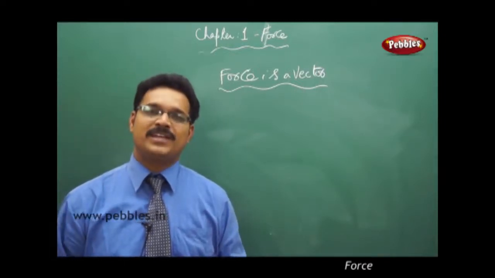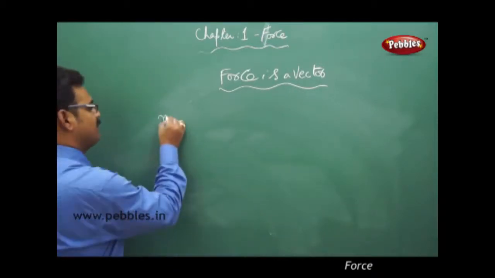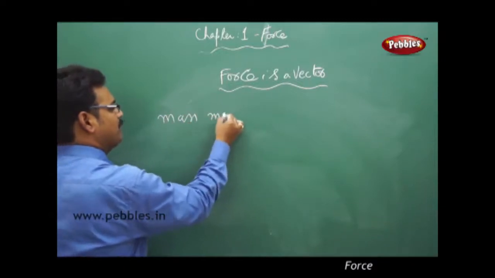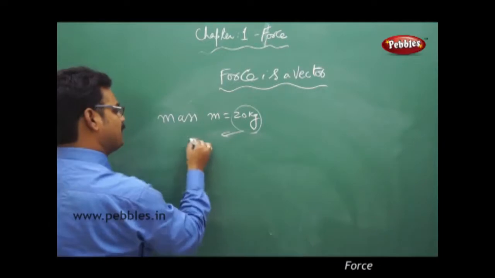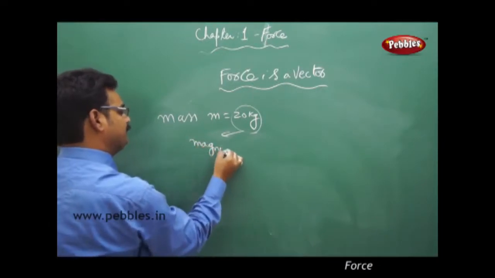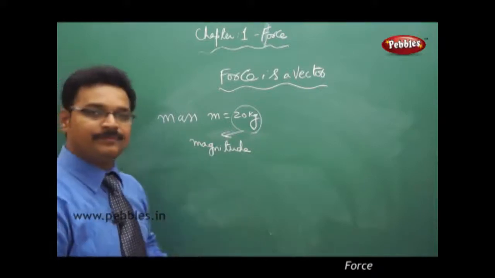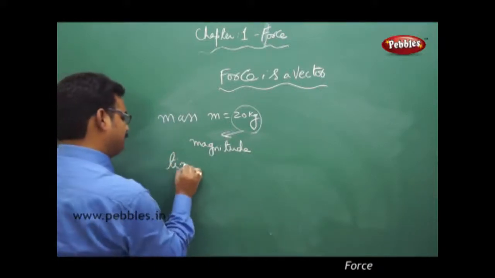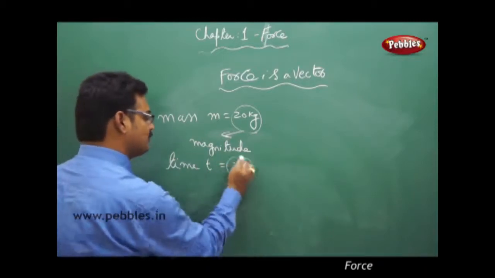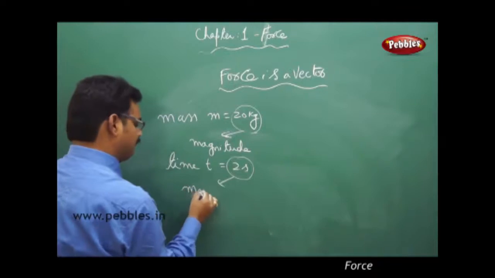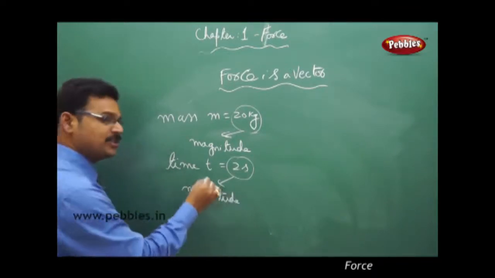Say mass equals 20 kg, that's it. If I write here mass, m equal to 20 kg, this 20 kg is called magnitude. Then no need to tell the direction, enough. If I say time, t equal to 2 seconds, this 2 seconds is called magnitude. No need to tell the direction of the time.